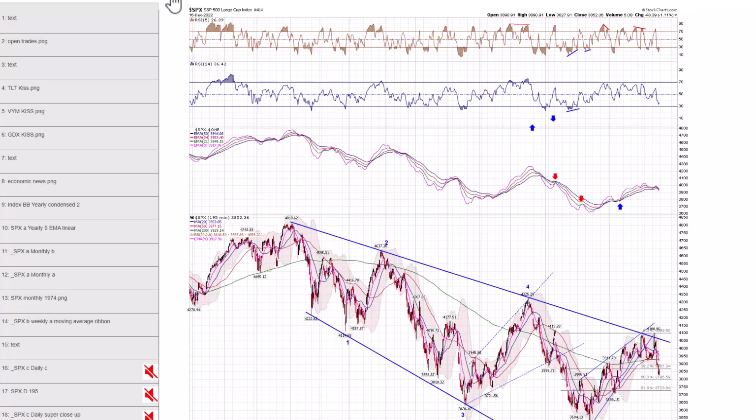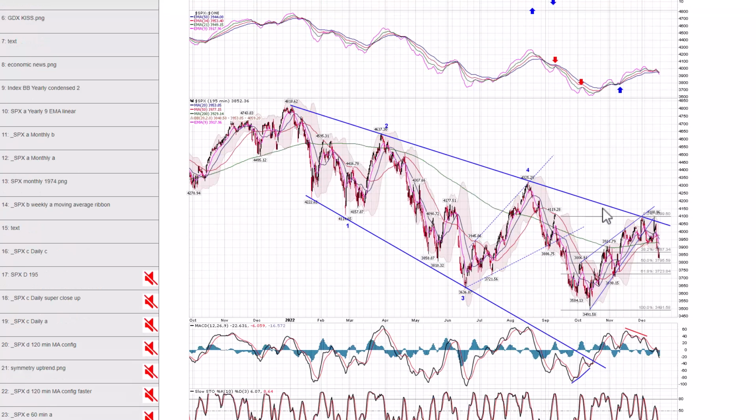Next, chart number 17. Here's another chart of the S&P. This is a half day. Again, it shows you the same thing, this expanding triangle where we stalled recently.